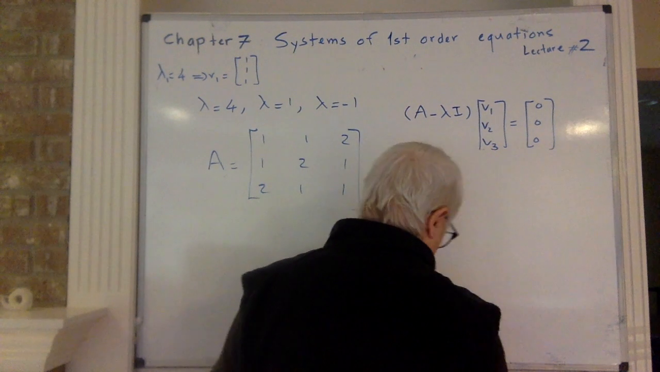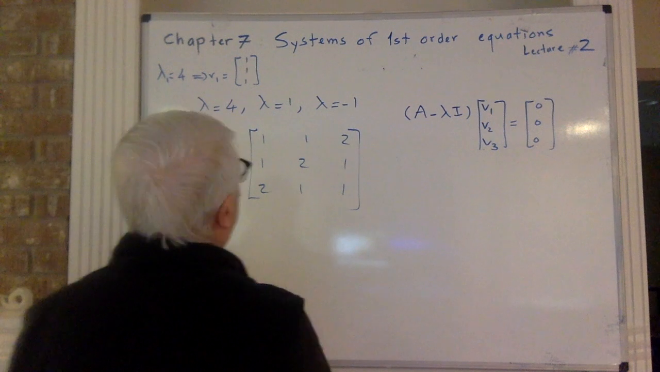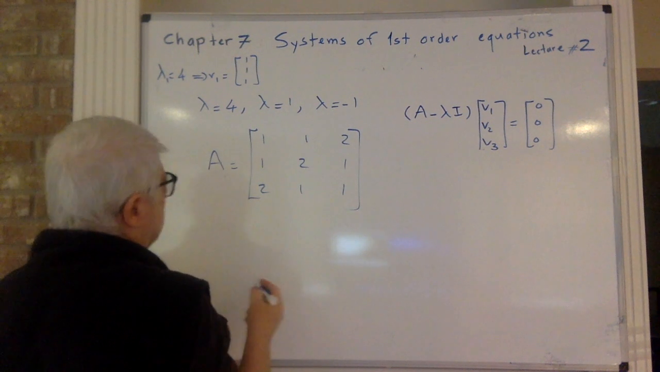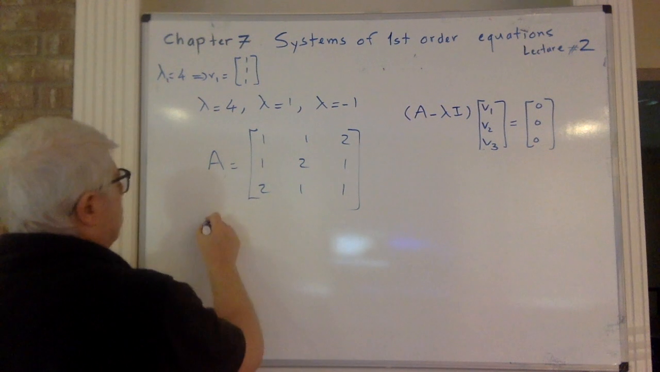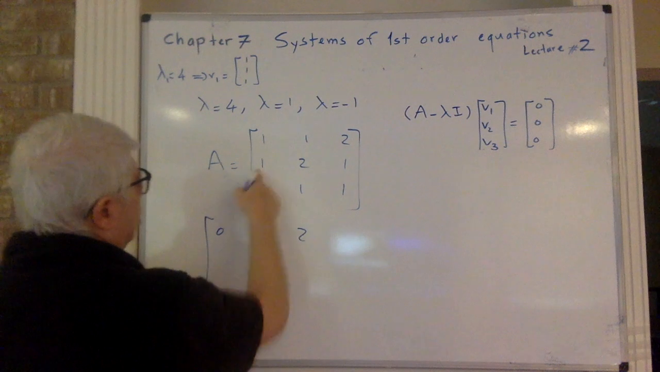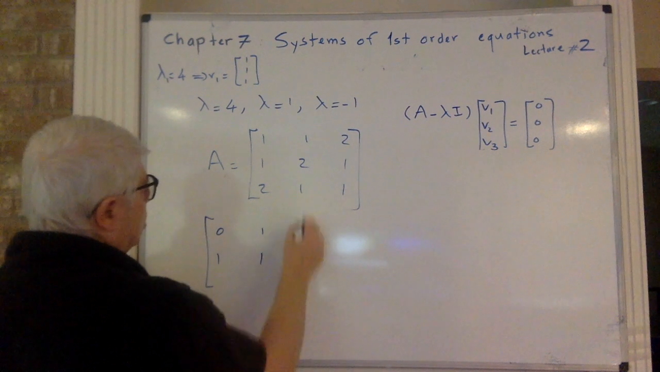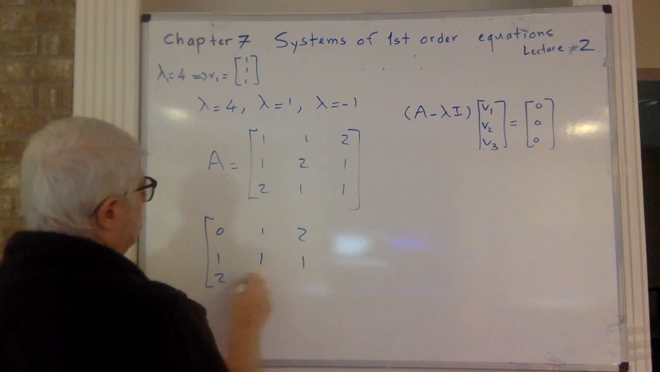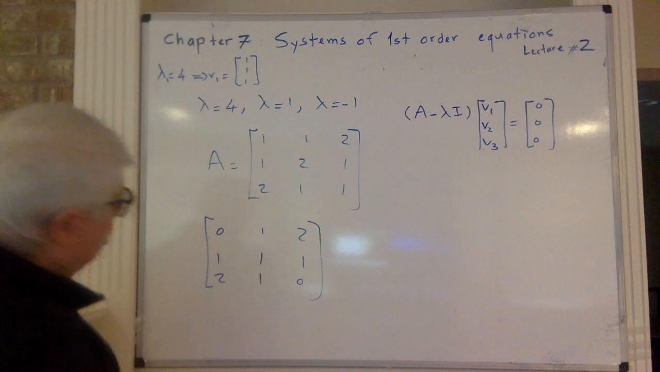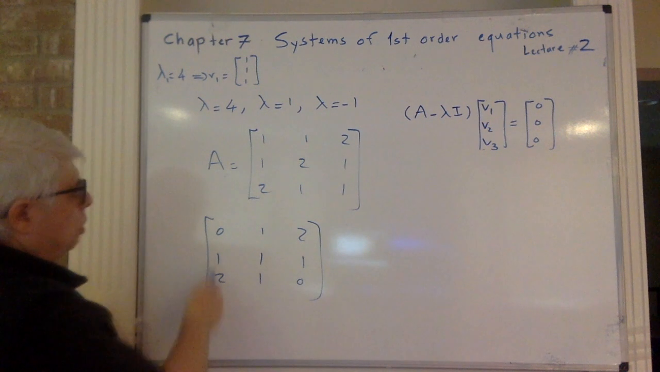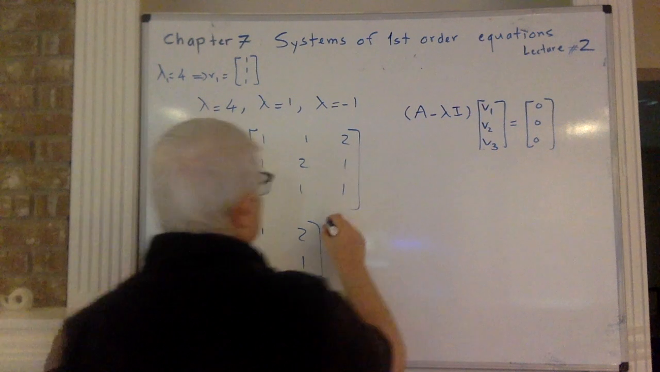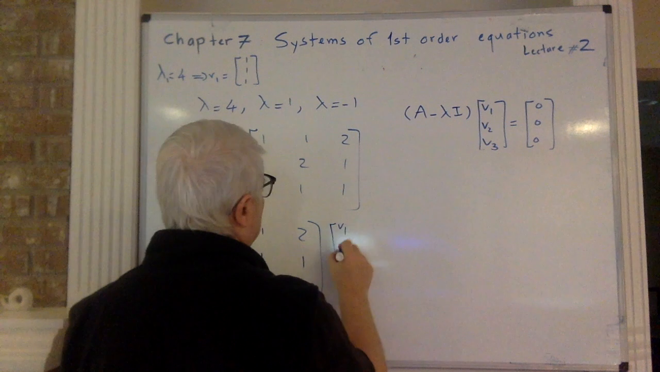Let's do lambda equals 1. So A minus lambda I will be this. 1 minus 1 is 0, 1, 2. 1, 2 minus 1 is 1, 1, 2, 1, 0. But I'm not going to show you this one. It is a linear combination of these two. You can just do it yourself at home, with V1, V2, V3.